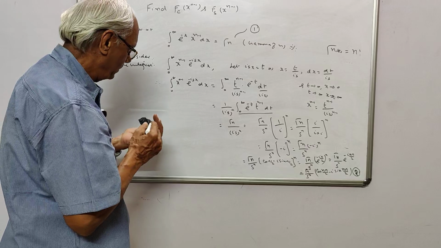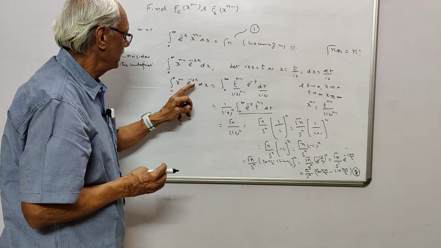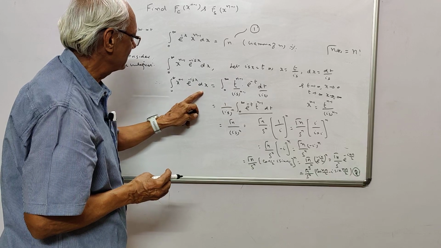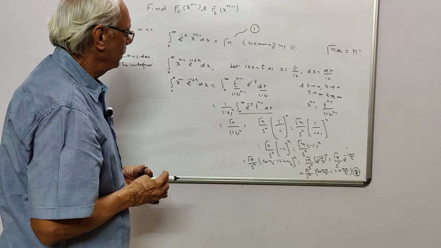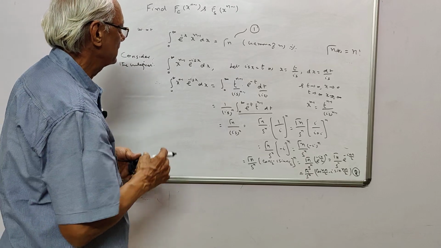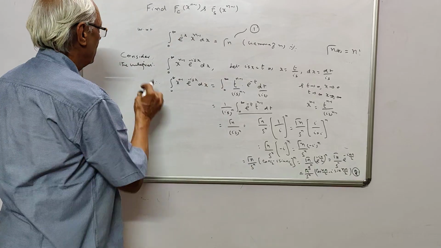So I am able to get the value of the integral of x to the power of n minus 1 e to the power of minus sx dx as this. Now let me write again. So this is the result that I have got here.